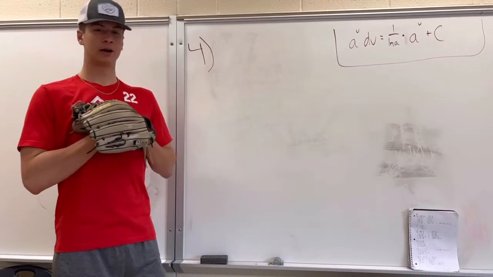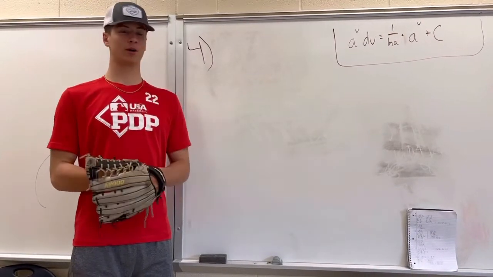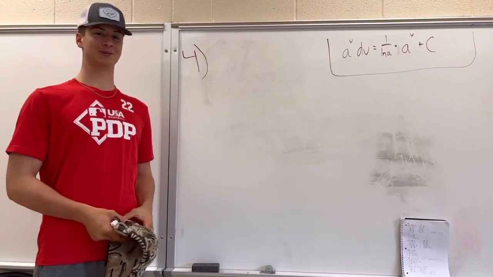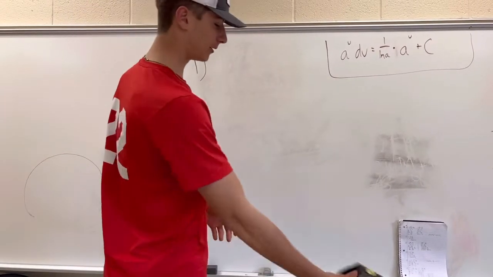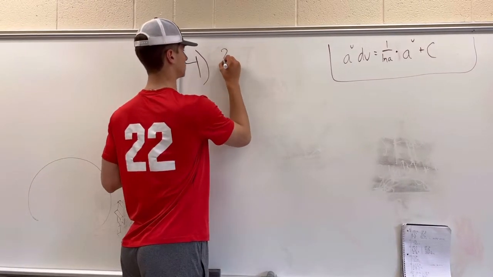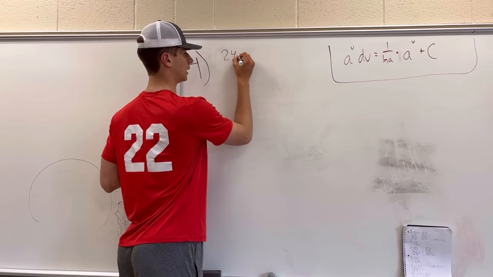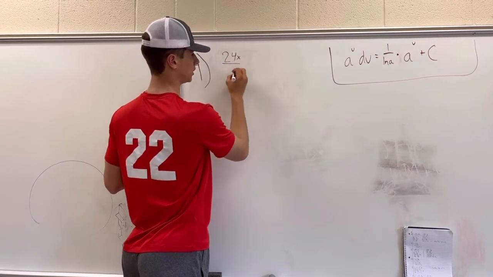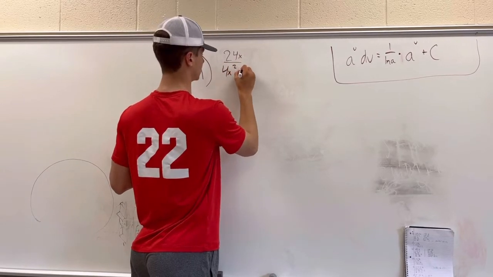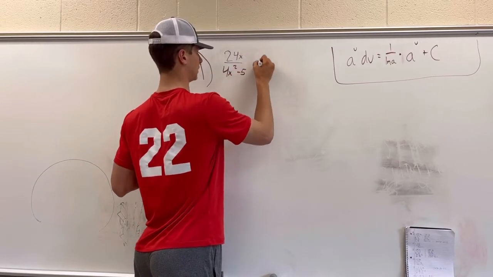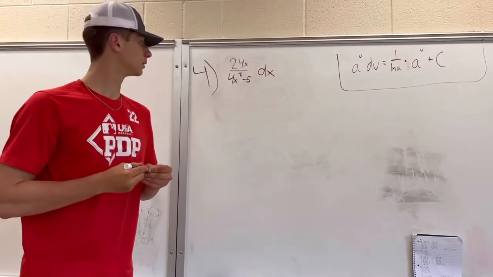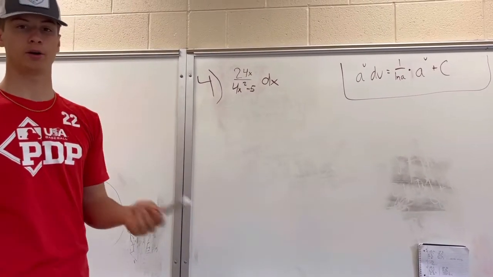Hello. Now we are going to do number 4, which means we got bases loaded since we did the other 3. All right. Now for number 4, our question is the integral of 24x over 4x squared minus 5 all times dx. All right. So the next step from here is to find our u.